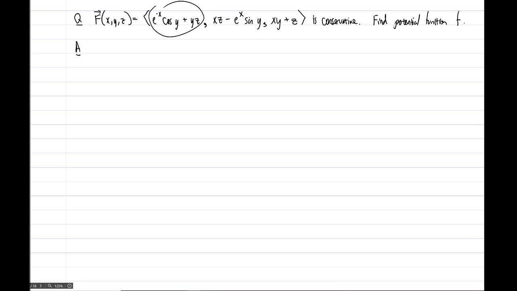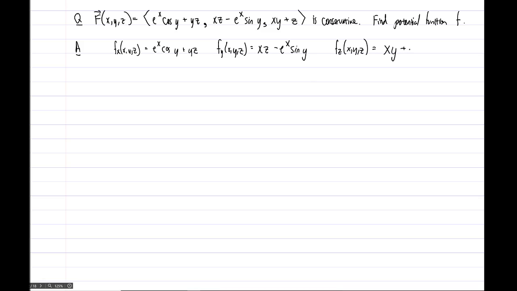Here's the thing. If this vector field is conservative, then this first circled thing should be the result of partial differentiating f with respect to x. So f sub x of x y z should be e to the x cosine of y plus yz. And then the middle component should be f sub y of x comma y comma z, equal to xz minus e to the x sine of y. And then finally f sub z. We don't know what lowercase f is yet, but if it really exists, you differentiate with respect to z, and you ought to get xy plus z.